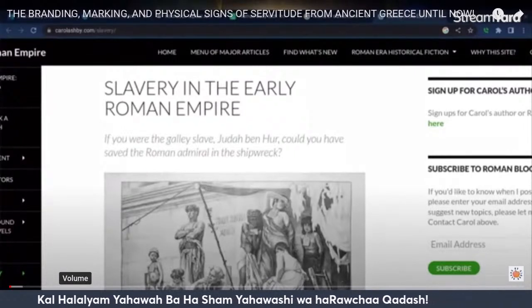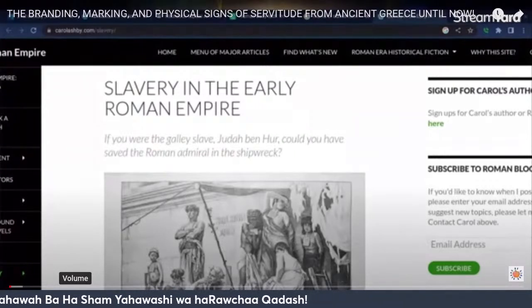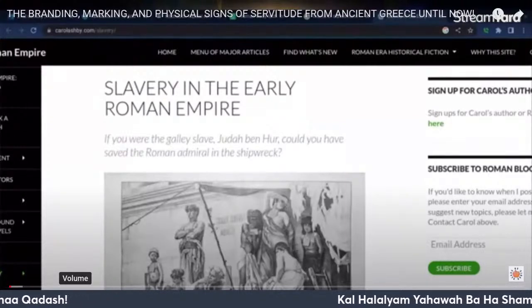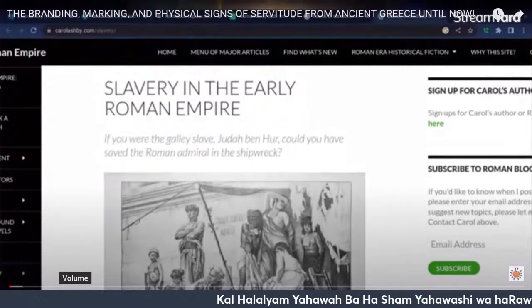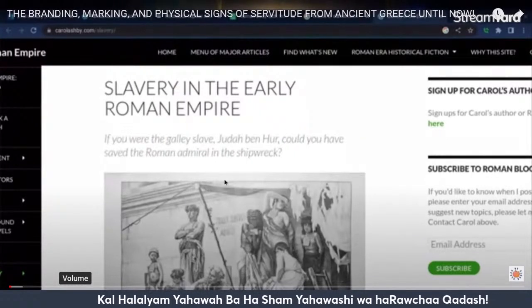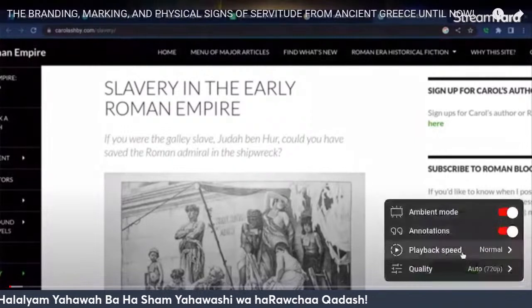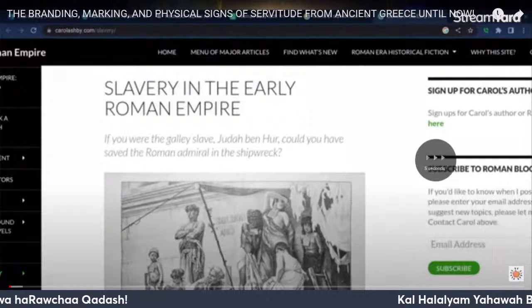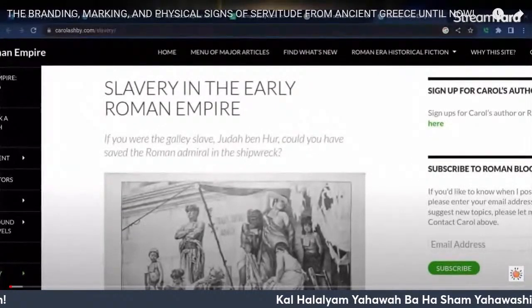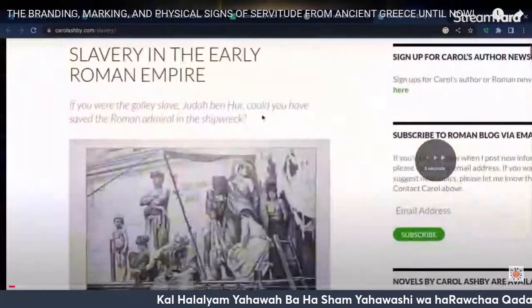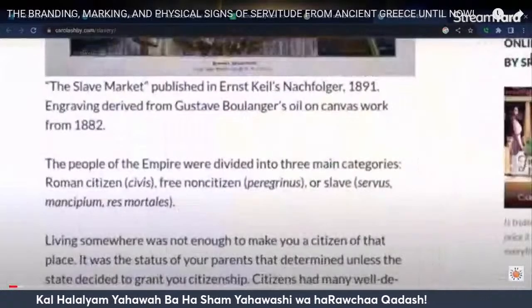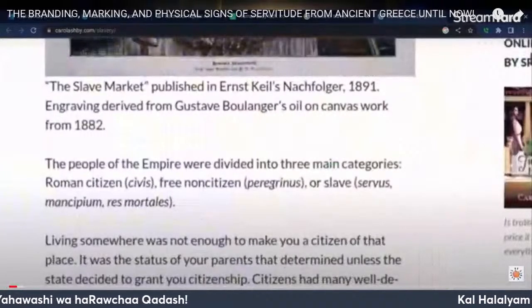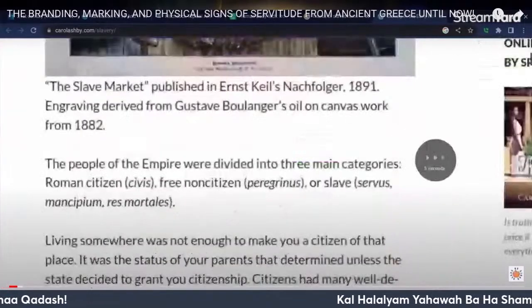So this article says slavery in the early Roman Empire. It says, if you were the galley slave Judah Ben Hur, could you have saved the Roman admiral in the shipwreck? That's just the name of the article. Let me see if I can get the quality better. So anyway, in the article it goes into the slave market. This picture right here is called the slave market, published in 1891. I'm just going to skip around.